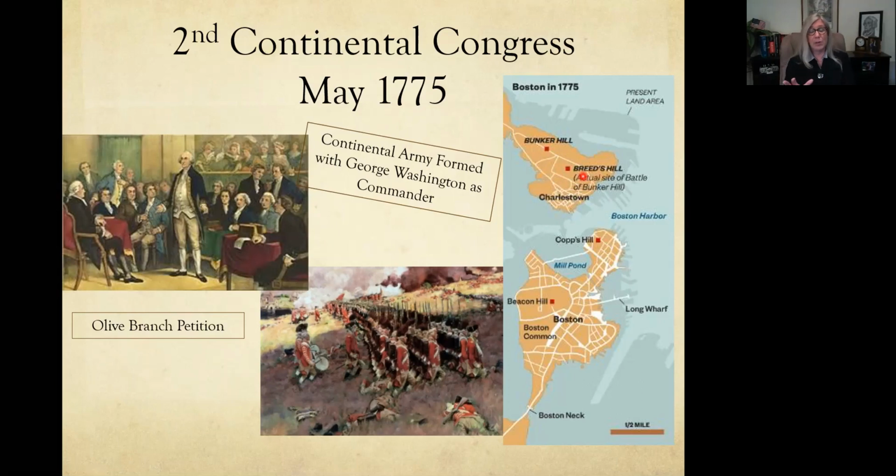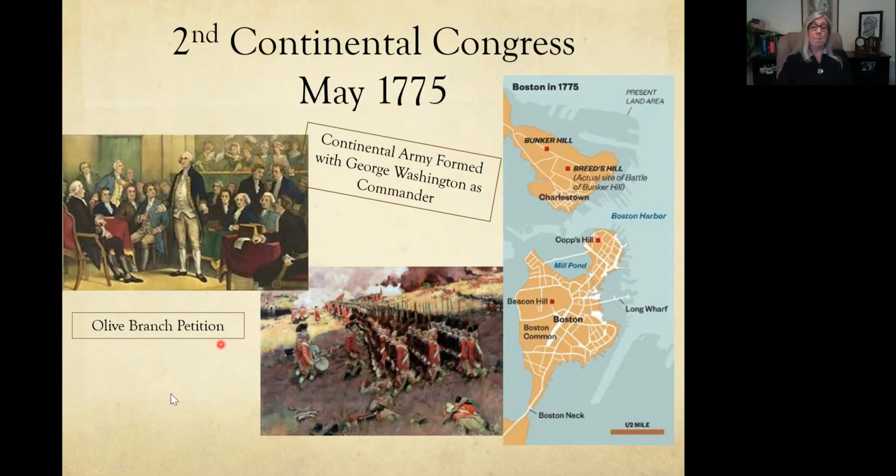They might not be able to use conventional warfare, you know, the hiding behind the trees and the rocks. That was sort of what the French did when George Washington went out to Fort Duquesne. Well, now he's employing those same tactics against the British.